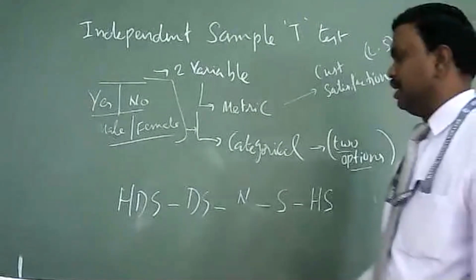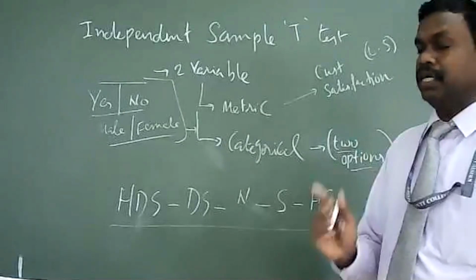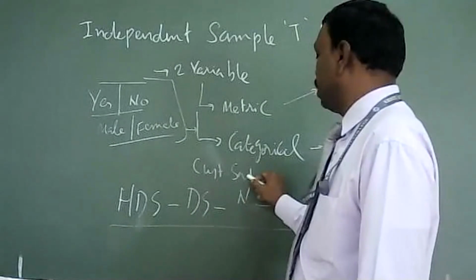So consider that I am using a five point Likert scale, where I'm just trying to measure customer satisfaction. So this is purely a metric variable.